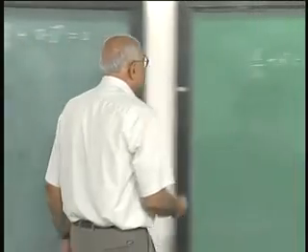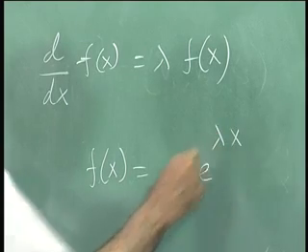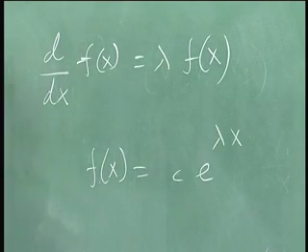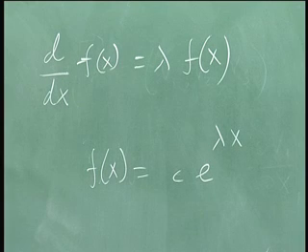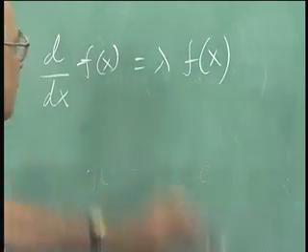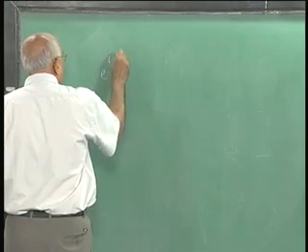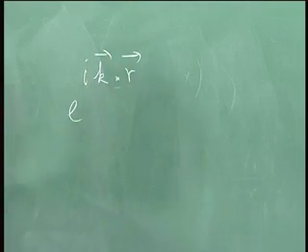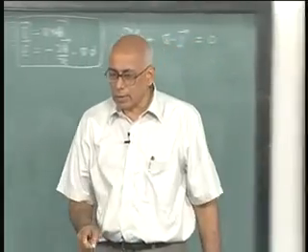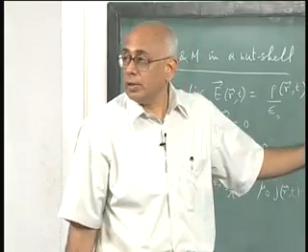The solution is f of x is, apart from a constant, e to the lambda x. So you agree that e to the power lambda x is an eigenfunction of the derivative operator. Now let us generalize this to 3 dimensions, and instead of lambda I would like to take something like ik. So I ask, if I took e to the power i k dot r, where k is an arbitrary constant vector and r stands for the 3 position components x, y, z, this is a scalar function.